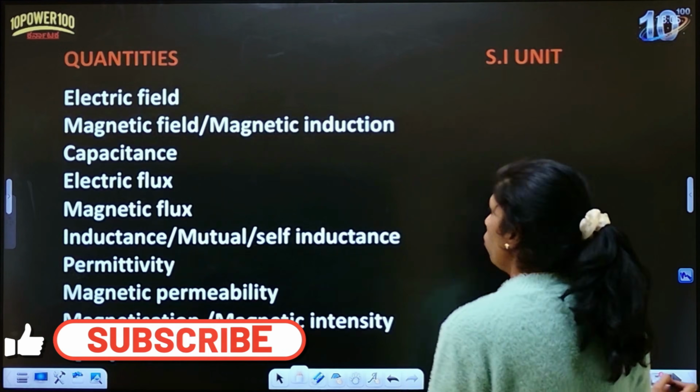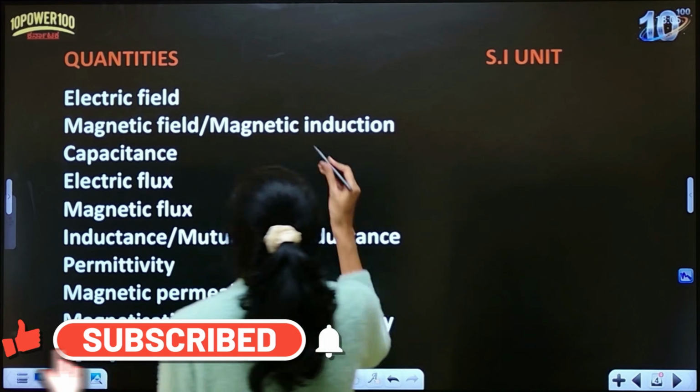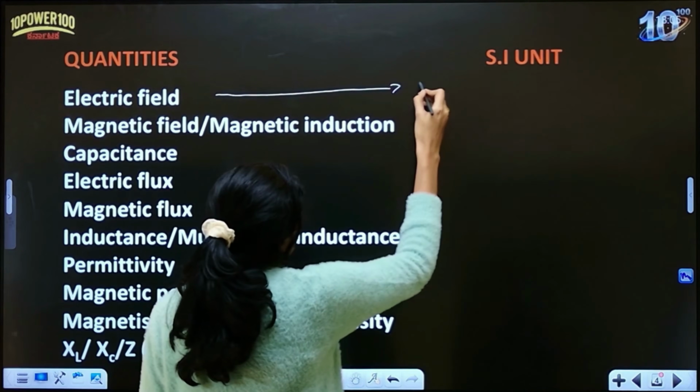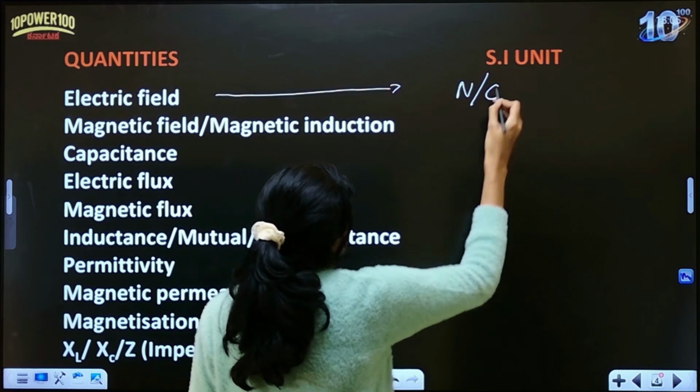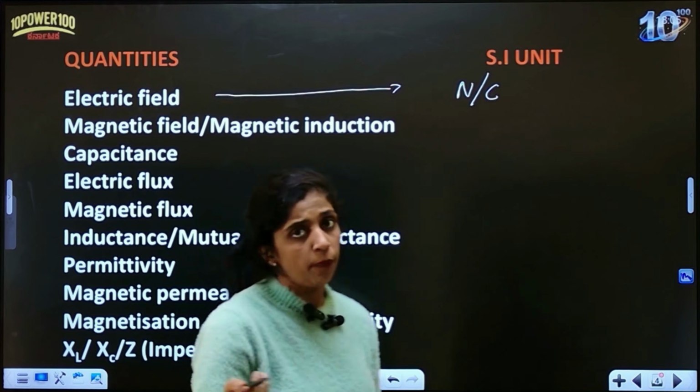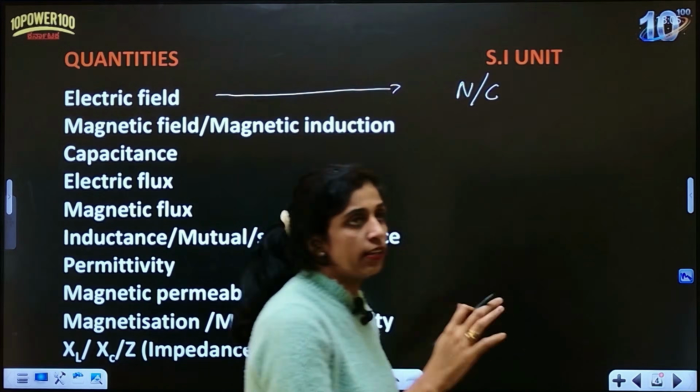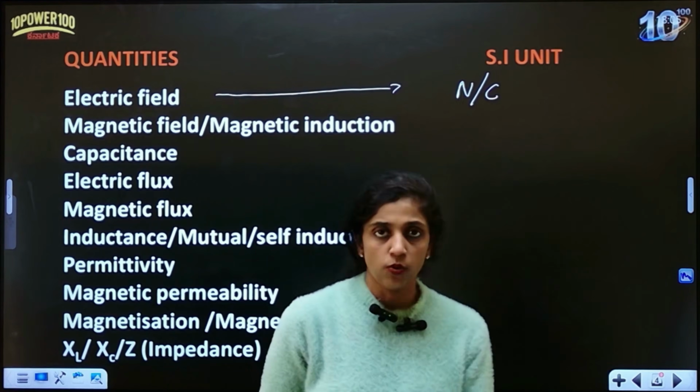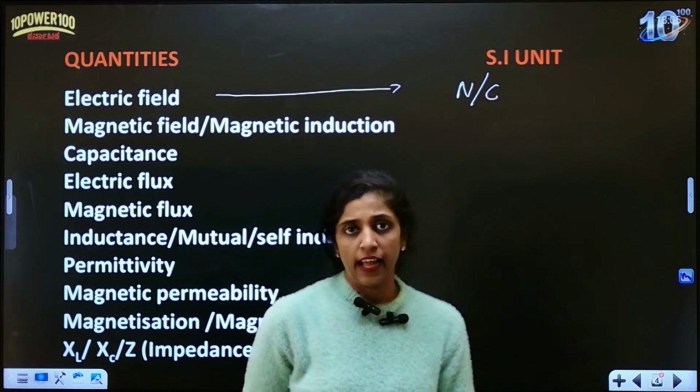Moving to the next, SI unit of electric field, guys. SI unit of electric field is Newton per Coulomb, or volt per meter also we can take. Because in the options, if they have not given Newton per Coulomb and they have given volt per meter, you can take volt per meter.